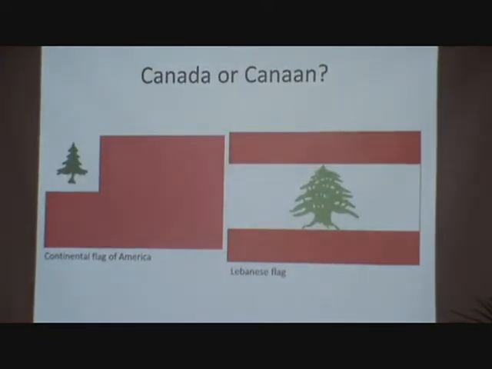Because that's the continental flag of America, if you were unaware. The flag that represents the entire landmass, the entire continent, not any one state. And that's the Lebanese flag. How many flags do you know that have a tree on them? There are some things to think about.